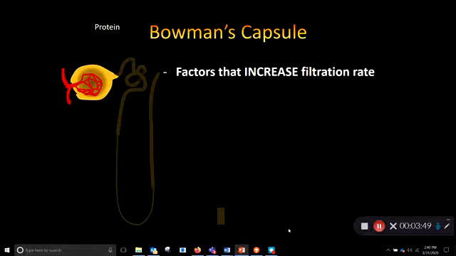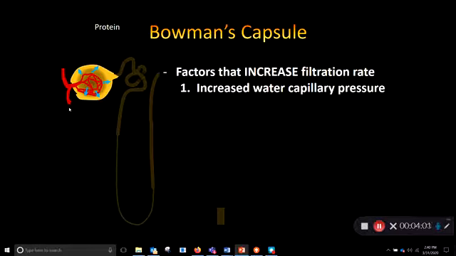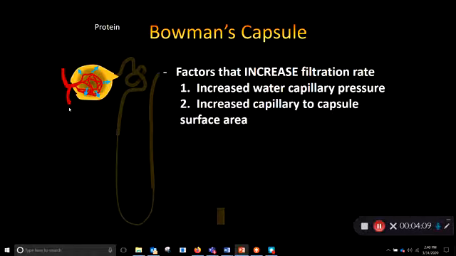So things that increase that filtration rate. Number one is increased water capillary pressure, aka do you have low blood pressure or high blood pressure? Are these arterioles constricted at certain points? Do they force more water out? What have you. If there's a higher blood pressure, you're going to have a lot more filtrate. Also, the amount of surface area those capillaries have. If you have more surface area, the more places water can leak out.